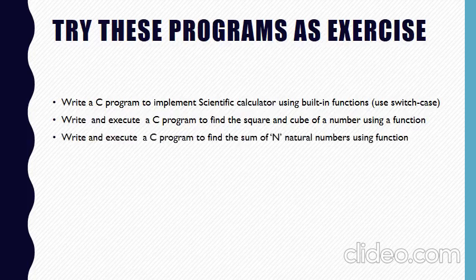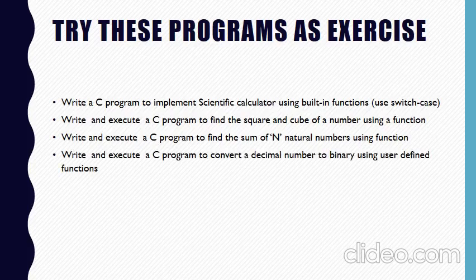Next one is to find the sum of n natural numbers using a function. So n natural numbers means what should be the input for this? N should be the input. And the calculation part you know, right? So put the calculation part inside the function. You pass n as argument from main to the function, and then you generate the output.